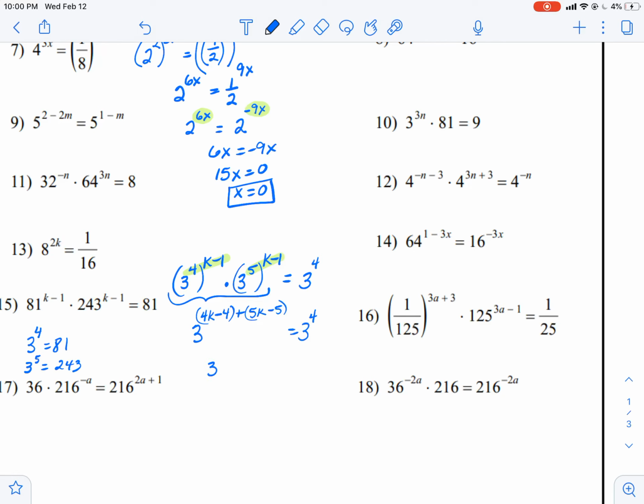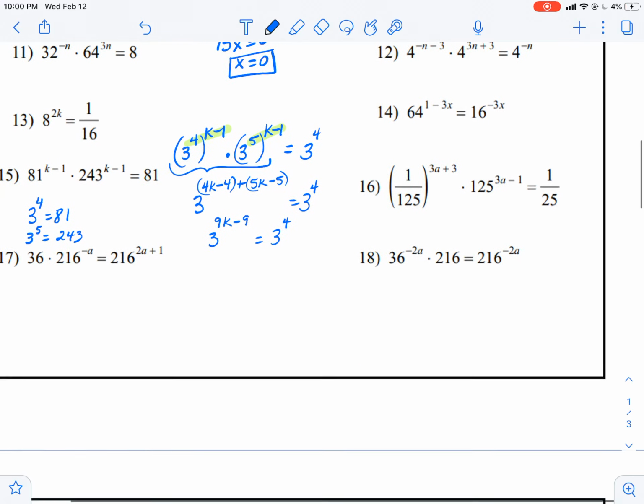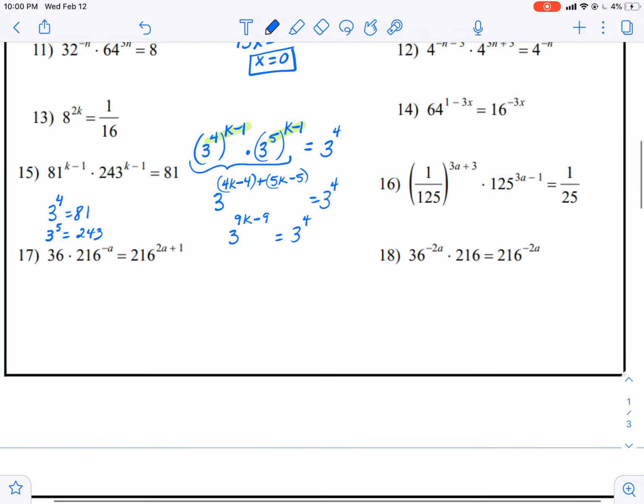is 3 to the, where am I at? 9k minus 9 equals 3 to the 4th. Again, now my bases are the same. My powers must be the same. Okay, and I'm going to go ahead and solve, move my 9 over, and that's going to give me 13. And then divide, and there's my answer.